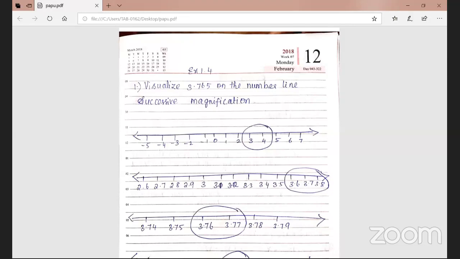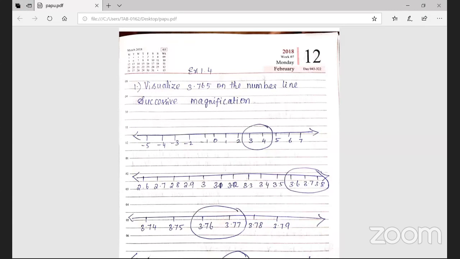I'm unmuting Nandita. Nandita, you want to? Yes, Nandita. Tell about rational numbers. The definition of a rational number. A rational number should be in the form of p by q, and it should also be terminating.